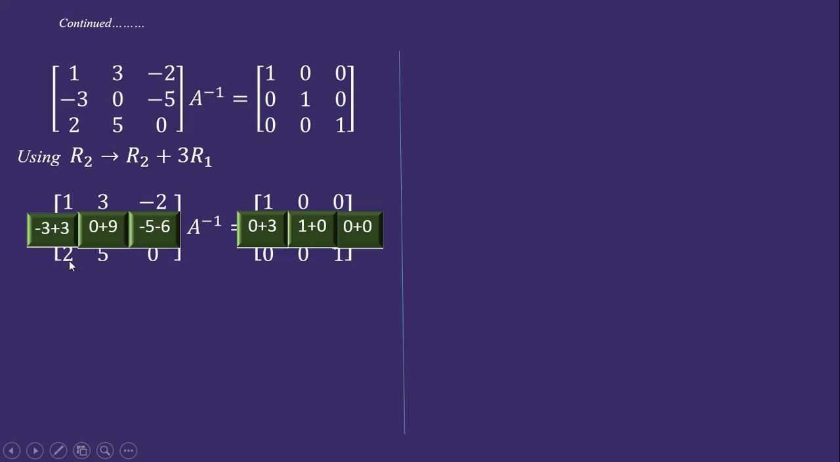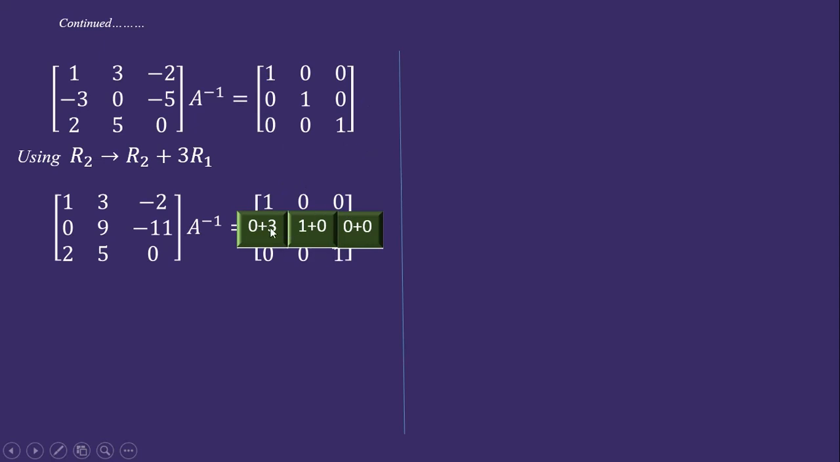Third row as it is, 2 5 0. Okay. And now this, minus 3 plus 3 is 0. 0 plus 9, 9. Minus 5 minus 6, minus 11. Now here we write the same transformation. We are going to change the second row, so we keep the first and third row as it is. We write first row 1 0 0 and third row 0 0 1 as it is.